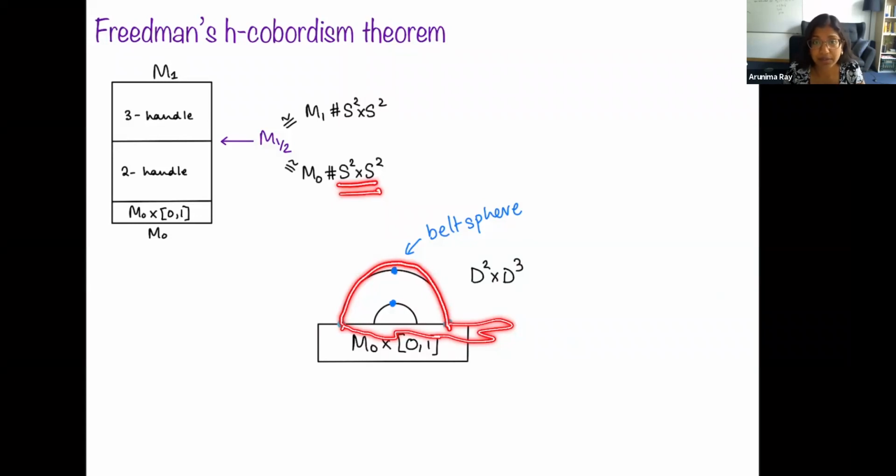They interact very nicely with each other. They intersect at precisely 1 point. In this picture, that's the intersection right here. Unsurprising, that's how the factors in S2 cross S2 should intersect with each other.